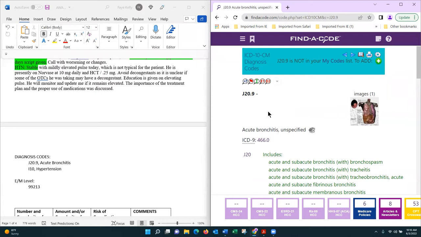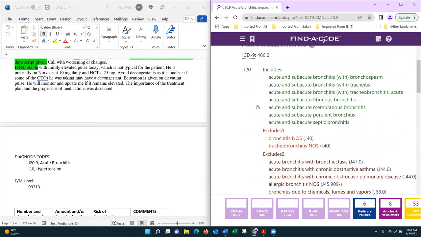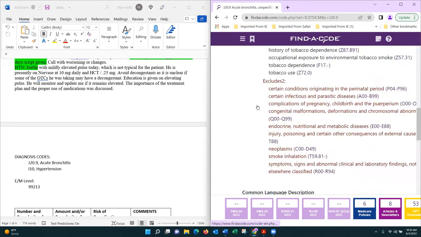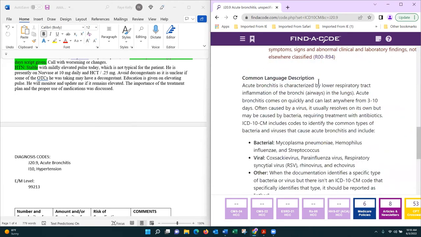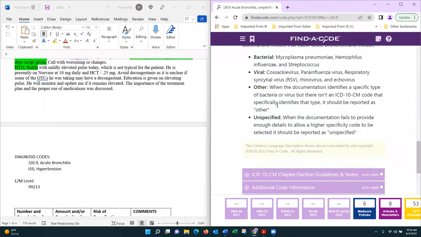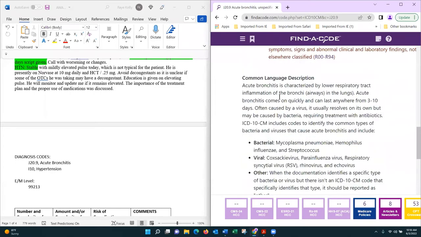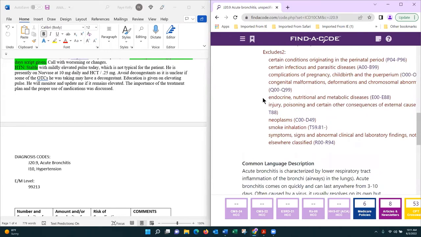If you want to be successful and be a very good coder, then it's not just about assigning these numbers. It's about understanding what the diagnosis is. And you have the perfect opportunity here with Find a Code, because you can scroll down and read this common language description. It's so important that you take the time to read this and understand what acute bronchitis is. And all this information is available to each one of you. So I want to emphasize that here at the very beginning today.